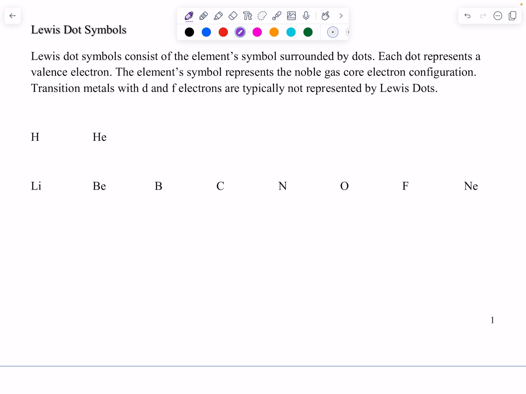A guy by the name of Lewis. If you've had chemistry before, you've done Lewis structures. Same guy. Fantastic contribution to the field. Lewis uses dots to represent a valence electron. So the dot is a valence electron. Hydrogen would have a dot. Helium would have two dots.